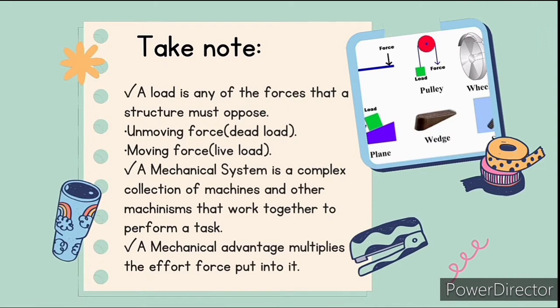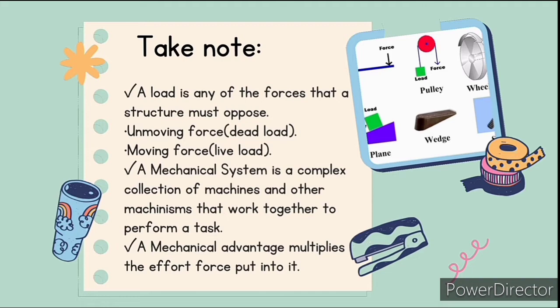Now, there are some things we need to take note of. First of all, a load is any of the forces that a structure must oppose. Then we have two types of load. We have unmoving force, which is the dead load. Then we have the live load, which is the moving force. So the dead load is the force that is not moving. That's why it's a dead load. Then we have the live load, which is the force that is moving.